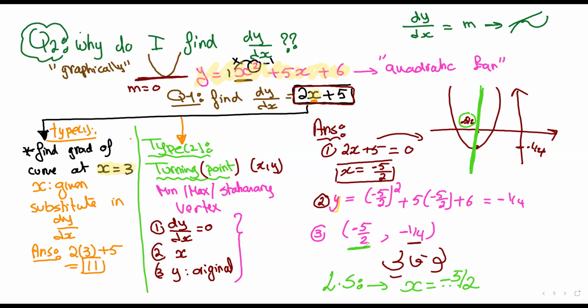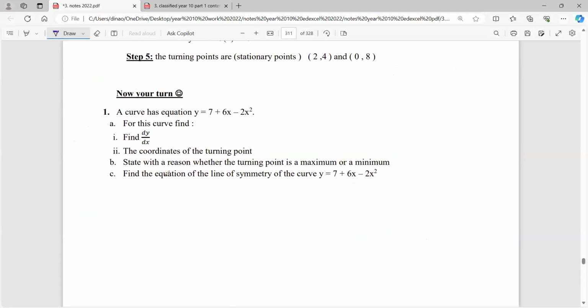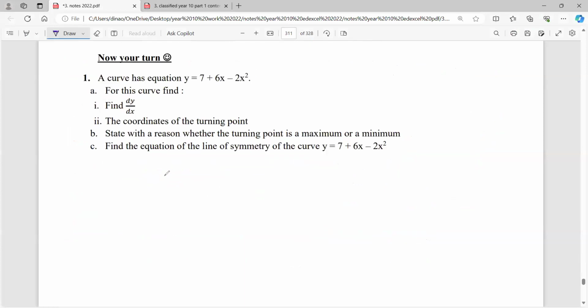Not points, point. Now let's take an example in the notes related to this part. You can pause the video and solve the question and then check your answer. Okay? So we finished this page. Let's go to this page, which is page number 310 in the notes. Page number 310 in the notes, as we said, you can pause, solve it, and then check your answers.